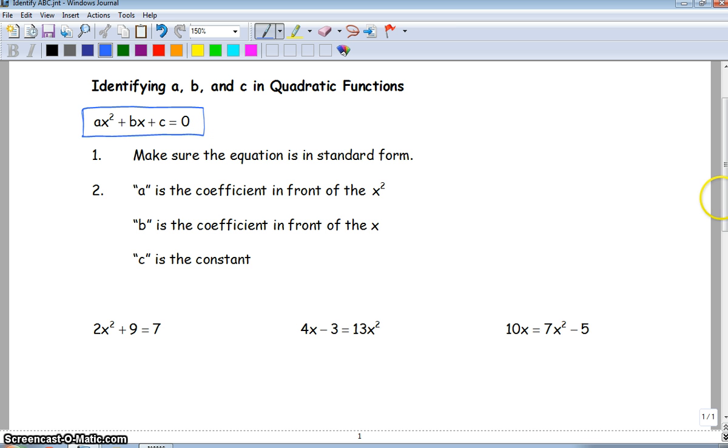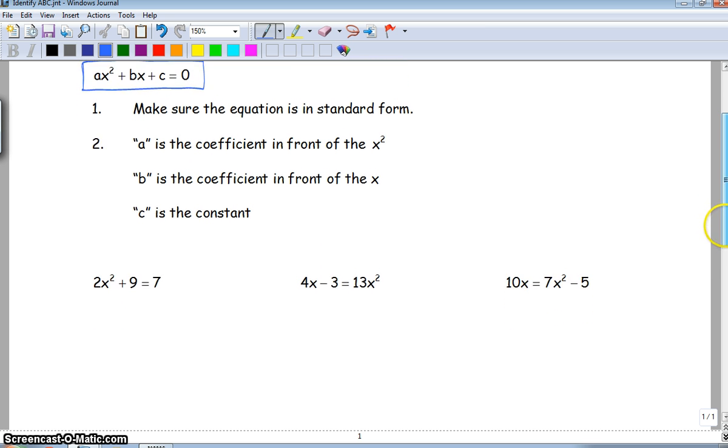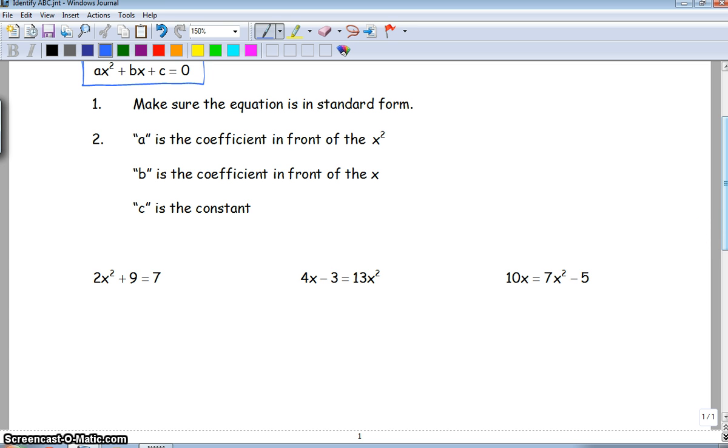So if we look at a couple problems, the first one is x squared plus 9 equals 7. In this case, we want to first make sure it's in standard form, so everything is to one side of the equal sign. So we'll subtract 7 from both sides. 2x squared plus 2 equals 0.